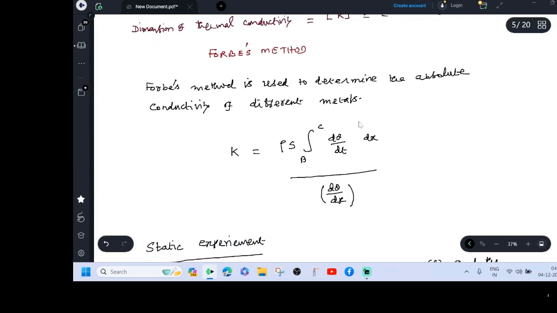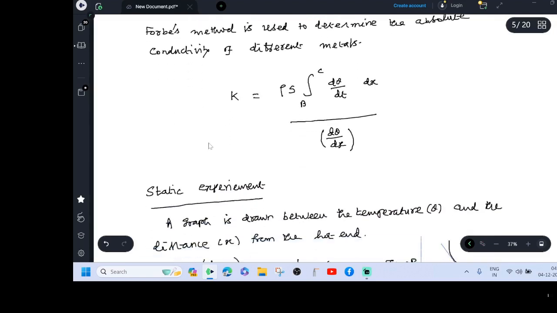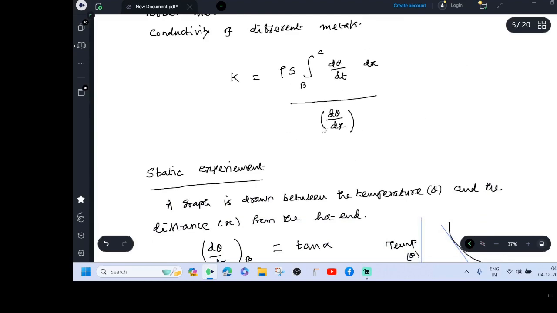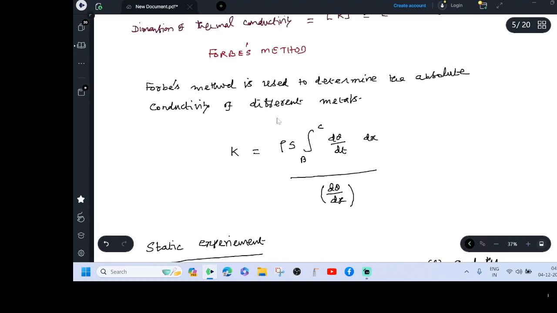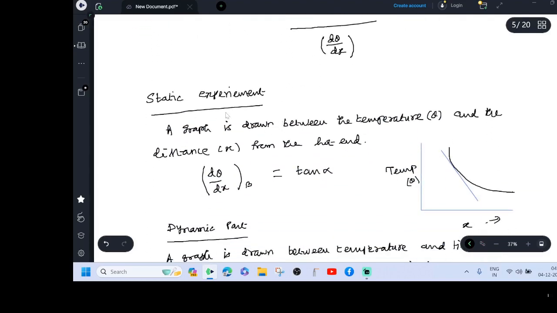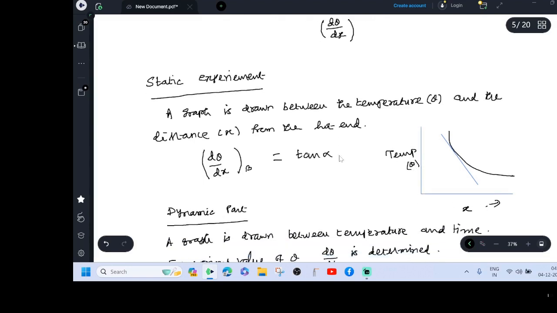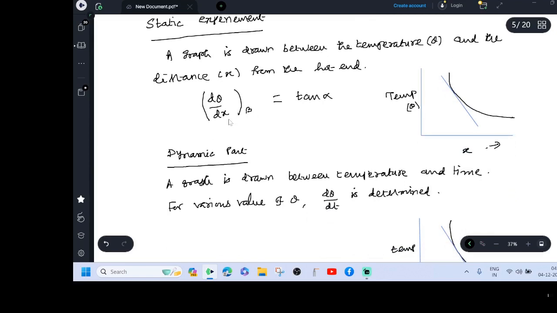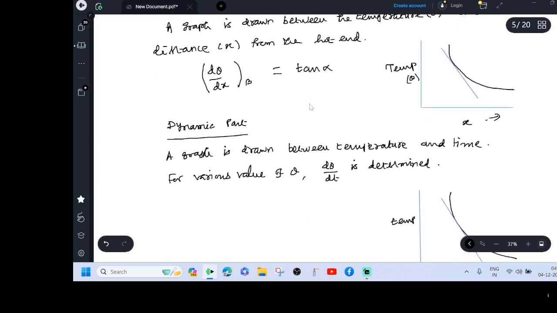To determine thermal conductivity, we are suggesting Forbes method. Here we are following two methods. One is the static part and another one is the dynamic part. This is the formula for thermal conductivity. As far as Forbes method is concerned, in the static experiment, a graph is drawn by taking distance along the x-axis and temperature along the y-axis. From the graph, we arrive at the value of d theta by dx, which is equal to tan alpha.